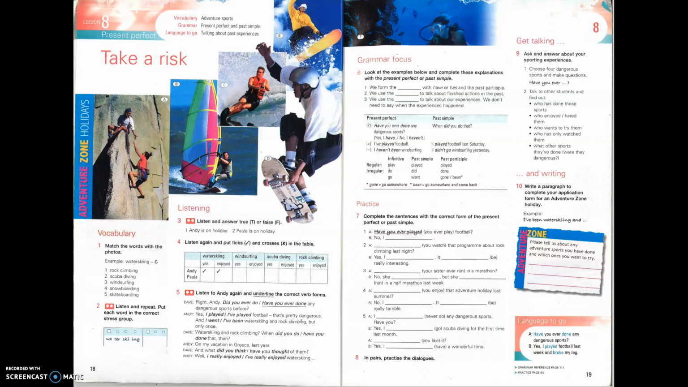This screencast is to support this lesson, Take a Risk. It's lesson 8 from Language to Go Pre-Intermediate, by G. Cunningham and S. Mohammed, and it's published by Longman. So here's the student's book page, and you're going to need a few other things as well.